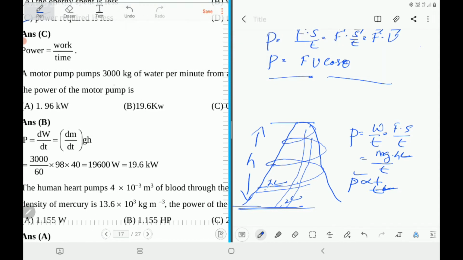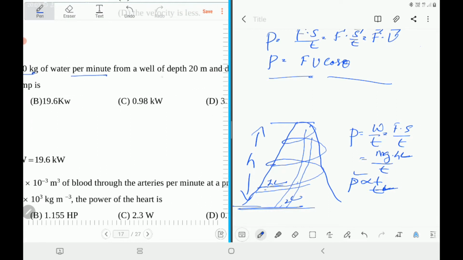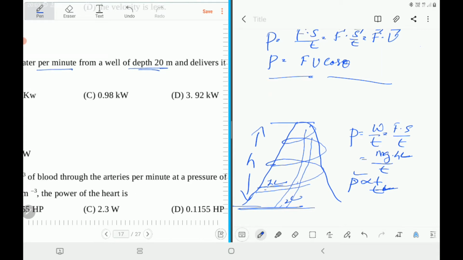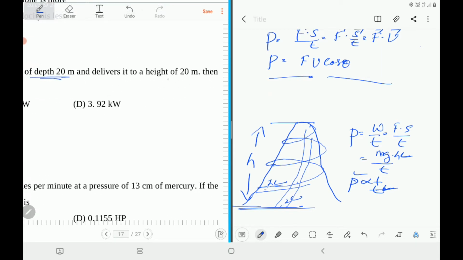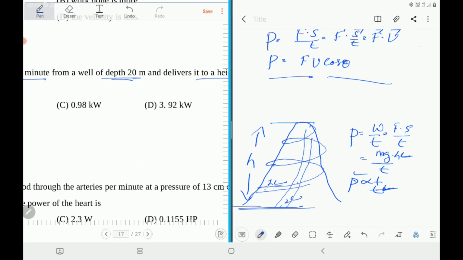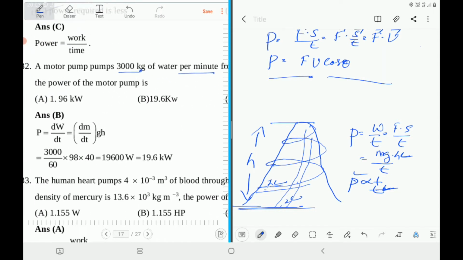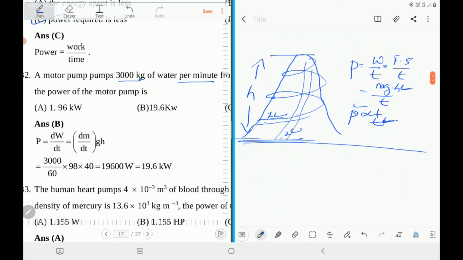A motor pumps 300 kg of water per minute from a well of depth 20 meters, and delivers it to a height of 20 meters. Then the power of the motor pump is, you have to find the power.